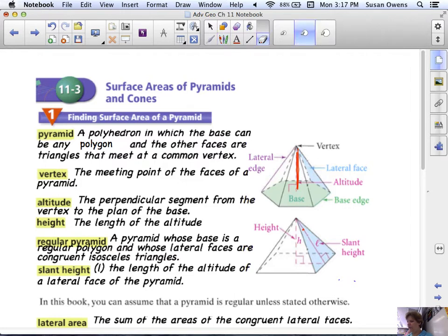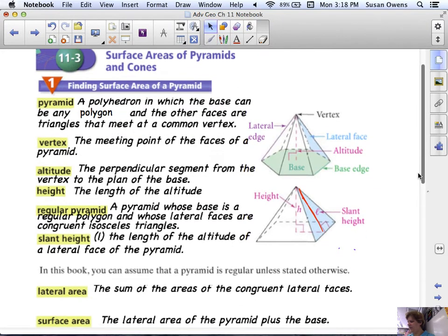And the height is the length of that altitude. A regular pyramid is a pyramid whose base is a regular polygon and whose lateral faces are congruent isosceles triangles. And something that might be new is called the slant height. So if you take a look at the second drawing, right here is called the slant height. The slant height is the length of the altitude of a lateral face. So if you take one of the faces of the pyramid and then you find the altitude of that face, then it's called the slant height. And we will need the slant height in order to do surface area.